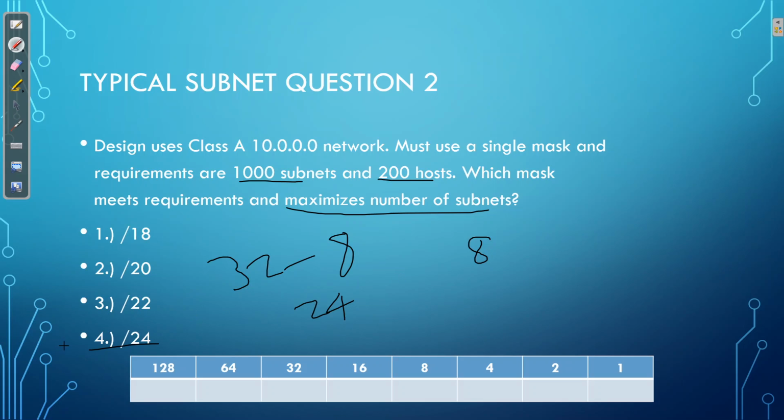I can't have a subnet mask larger than that, because then otherwise I won't be meeting the requirement of 200 hosts per subnet. So number 4 is the correct answer. These other ones, 1, 2, and 3, they're also correct, but they don't maximize the number of subnet bits that we have. Again, a /24 allows me to maximize the number of subnet bits I have, while still meeting the requirements of 200 hosts per subnet, meaning number 4 is the right answer.